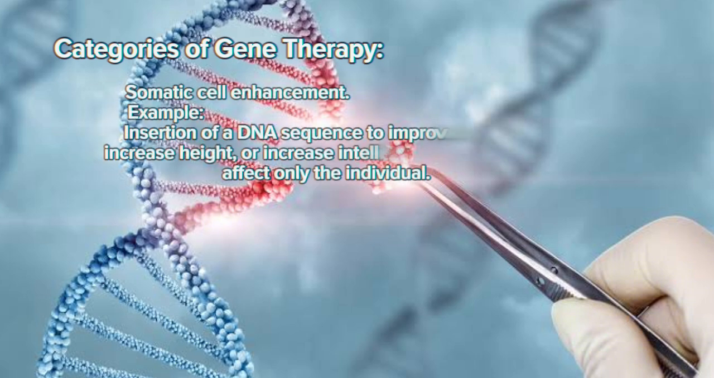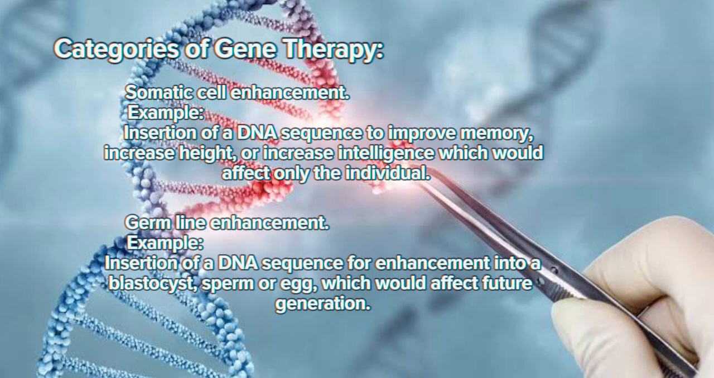Somatic cell enhancement. Example: insertion of a DNA sequence to improve memory, increase height, or increase intelligence, which would affect only the individual. Germline enhancement. Example: insertion of a DNA sequence for enhancement into a blastocyst, sperm, or egg, which would affect future generations.